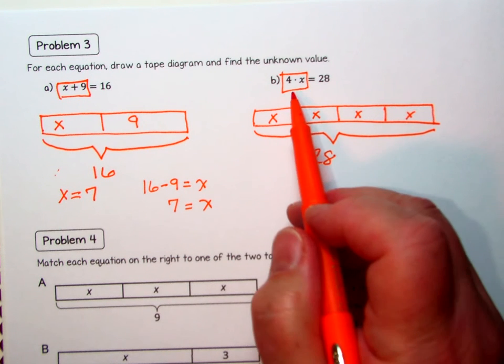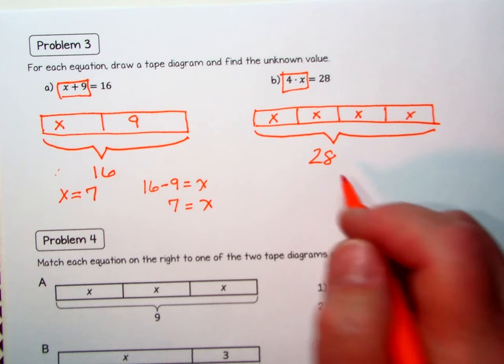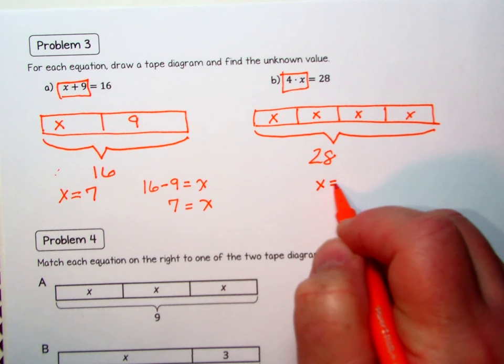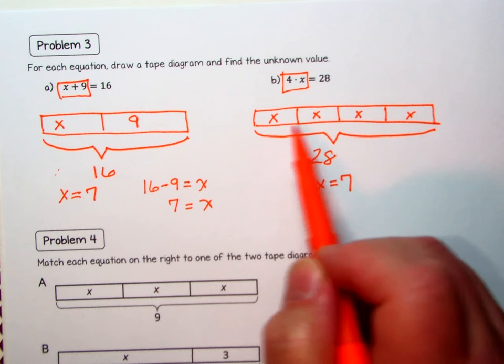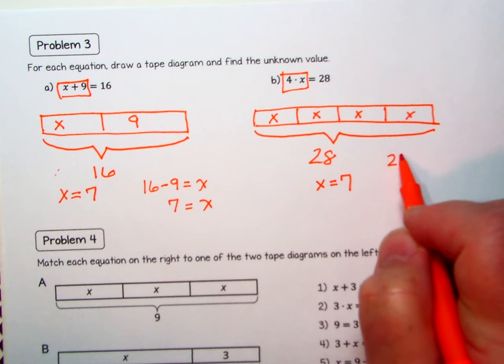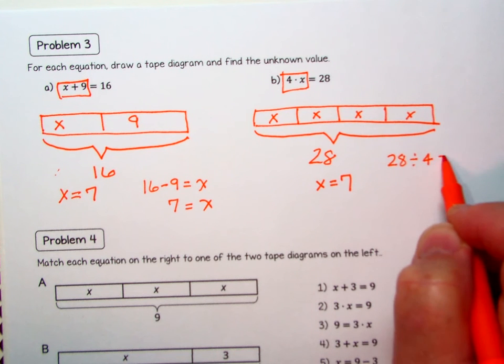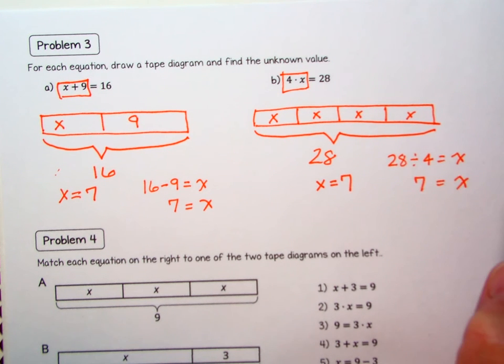Over here, again, using math facts, 4 times what equals 28? Well, I know 4 times 7 equals 28, so x is going to equal 7. But I could have used my tape diagram and thought, okay, 28 split into 4 equal parts is going to give me x. So I could have thought 28 divided by 4 equals x, and 28 divided by 4 is 7, so 7 equals x.